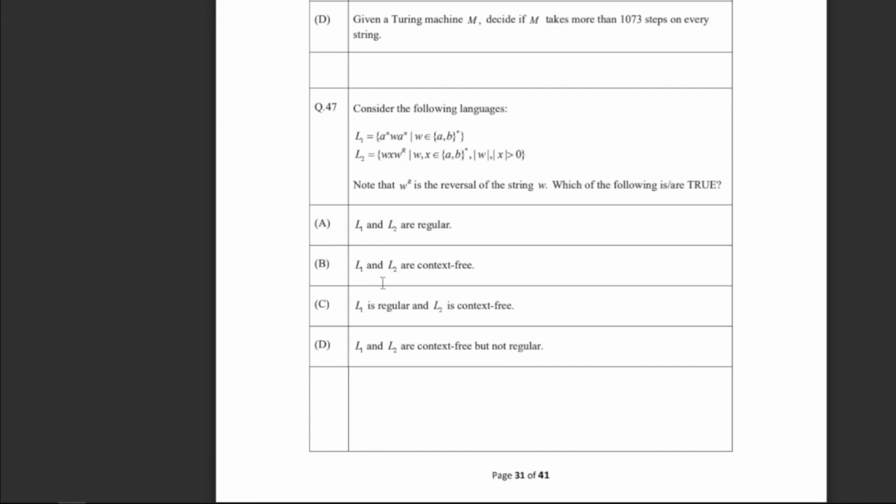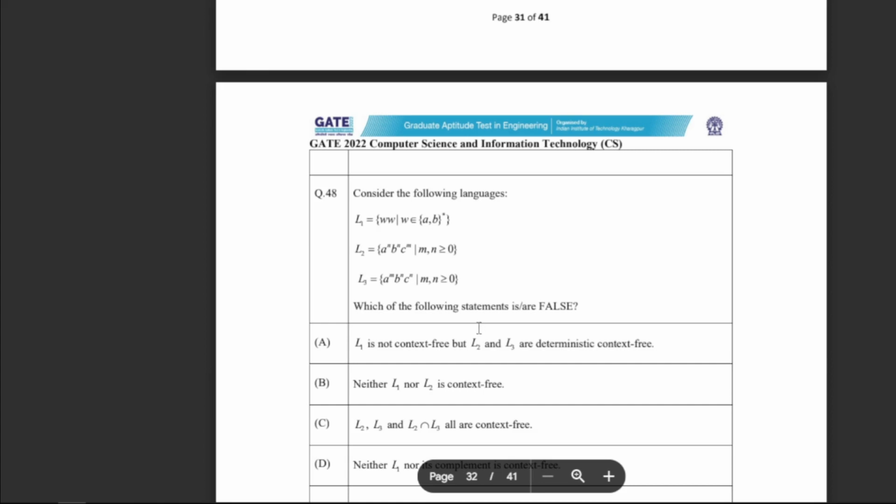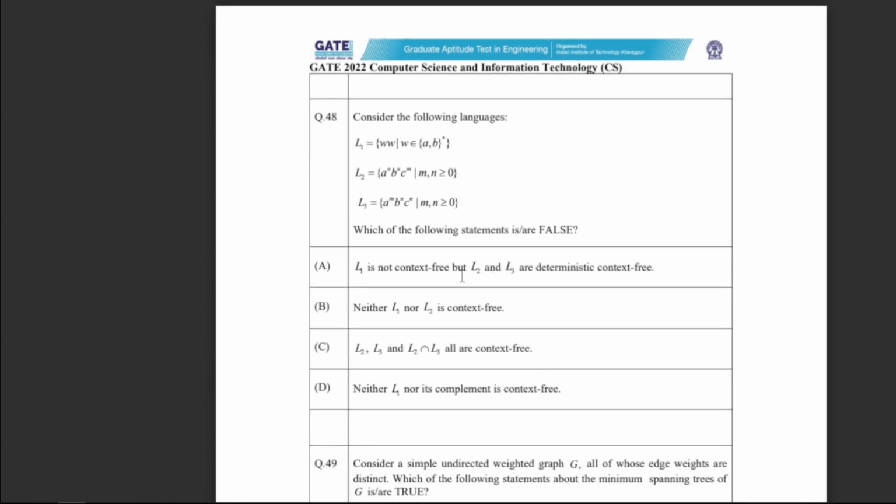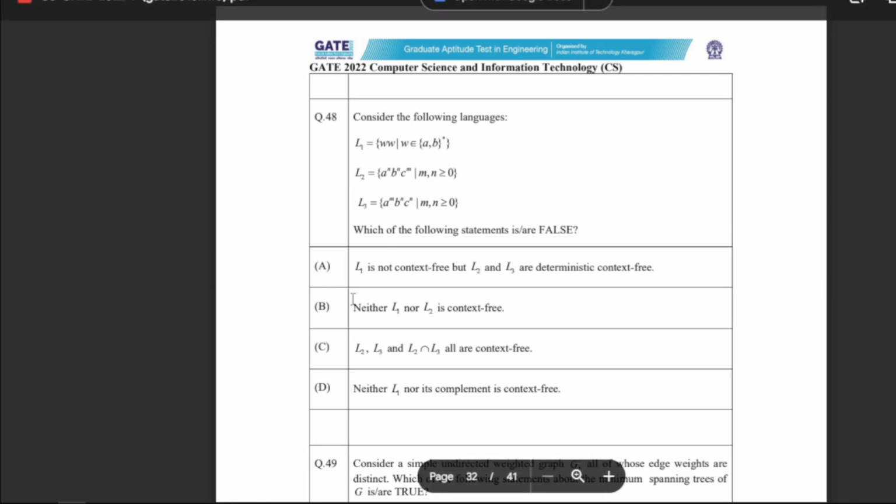B, L1 and L2 are context free. C, L1 is regular and L2 is context free. Question 48 is: consider the following language. Which of the following statements are false? So for 48, our answer is again B, C, D.